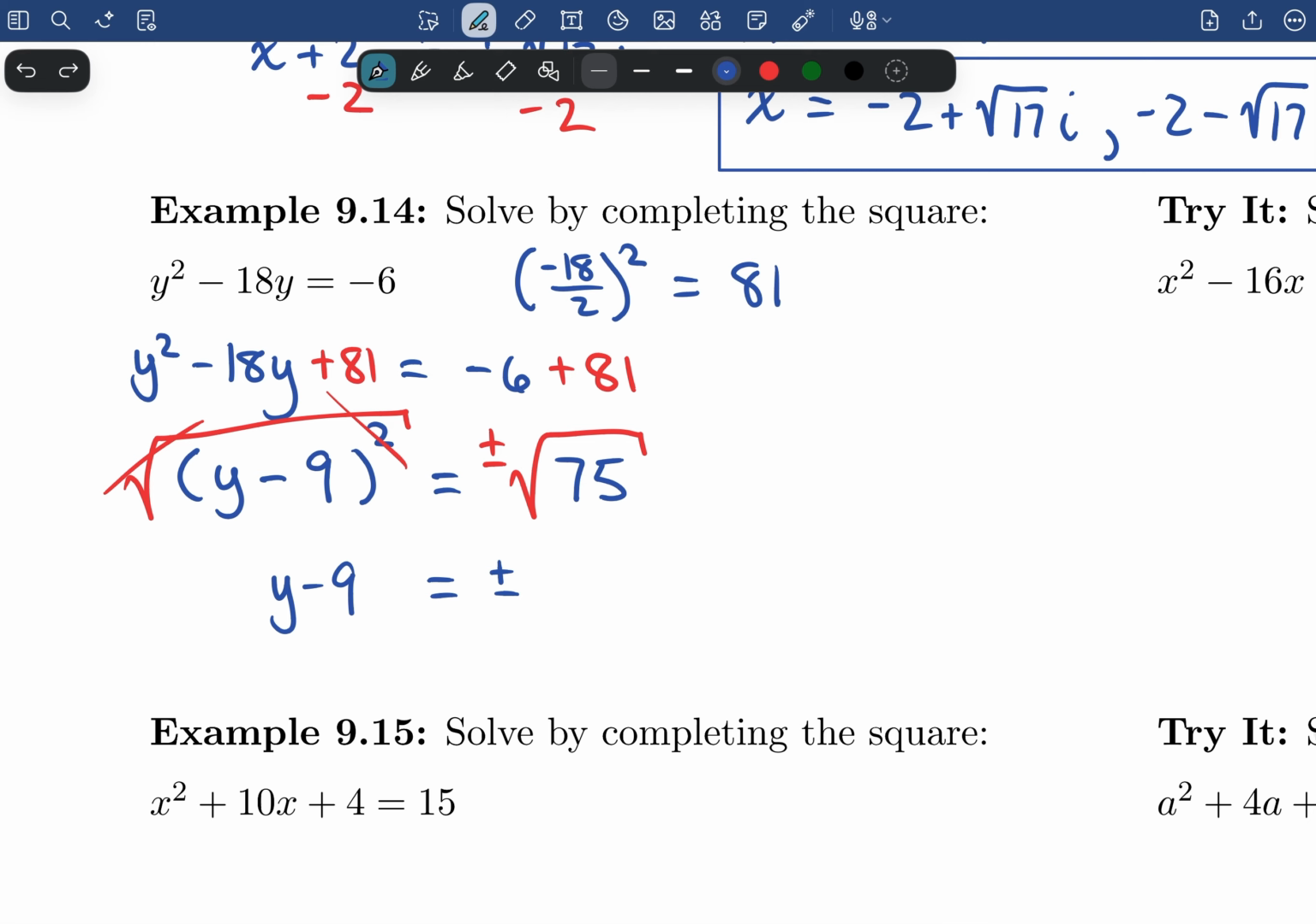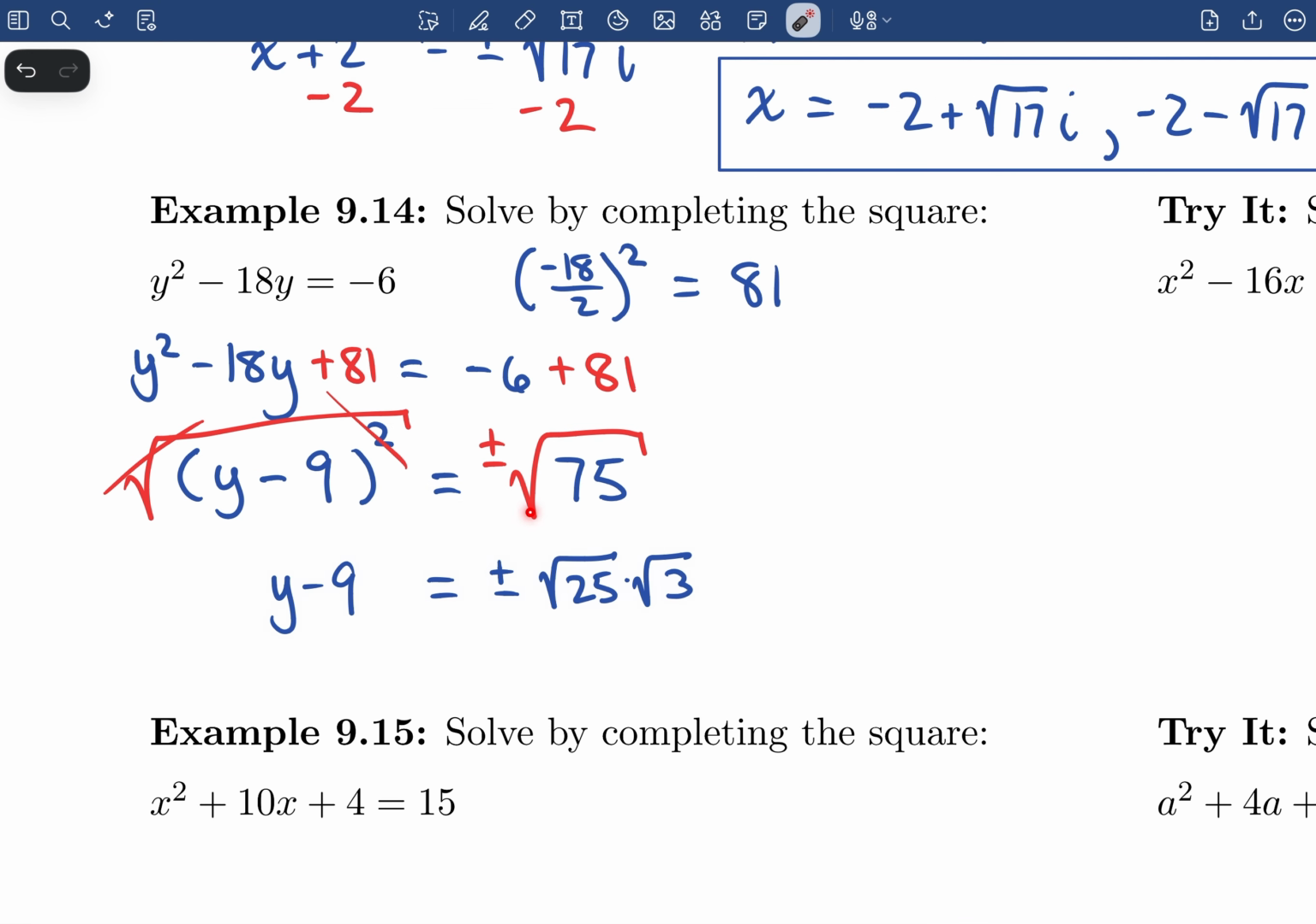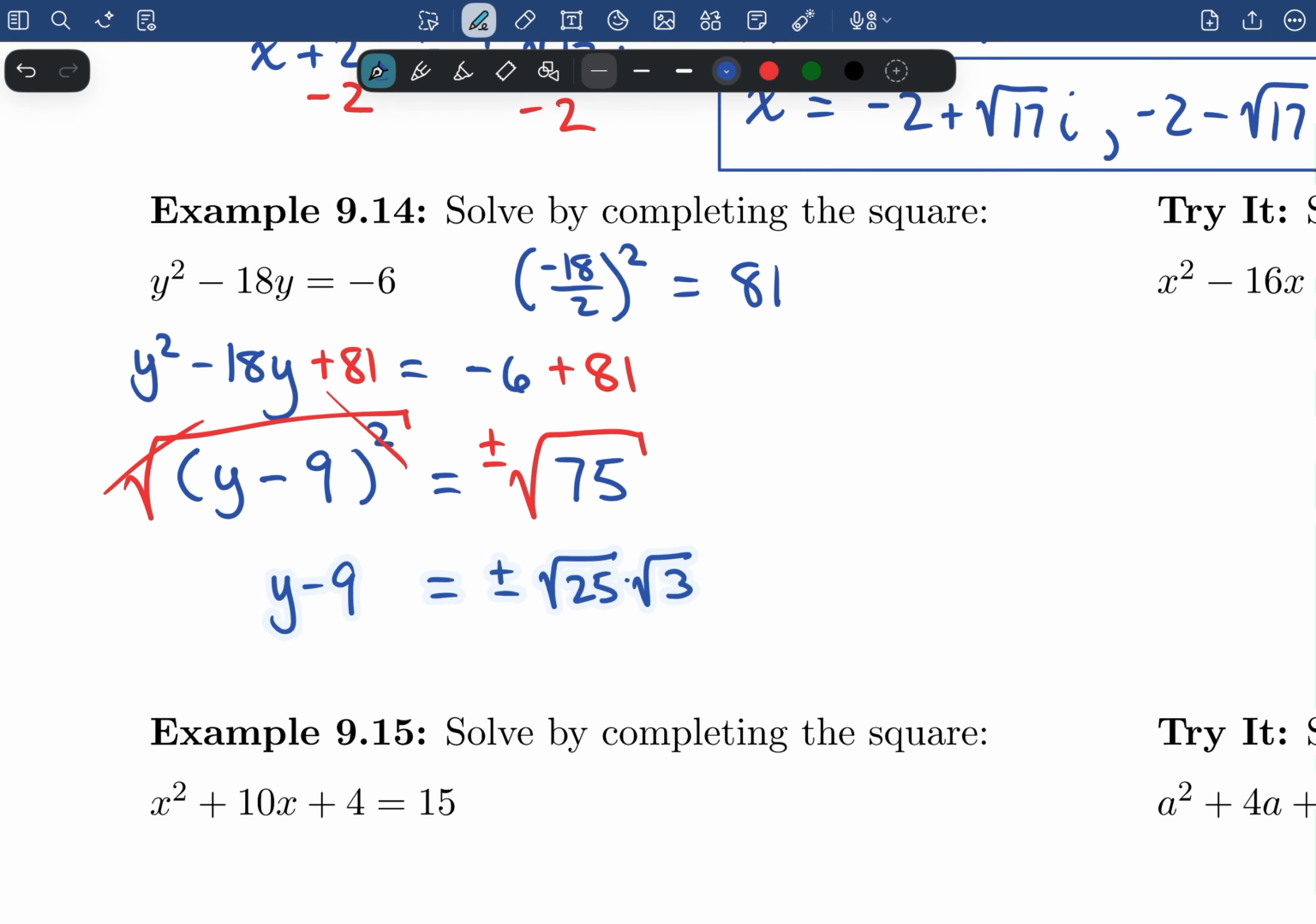Well, the square root of 75, I can expand that to the square root of 25 times the square root of 3. Here I'm using my product property of radicals. I'm splitting this radical, looking at the radicand, breaking it down into a perfect square and the leftovers. Right? 75 is 25 times 3. That's great because 25 is a perfect square. And then the square root of 25 is 5. So I get plus or minus 5, and then I'll tag on that leftover, root 3.